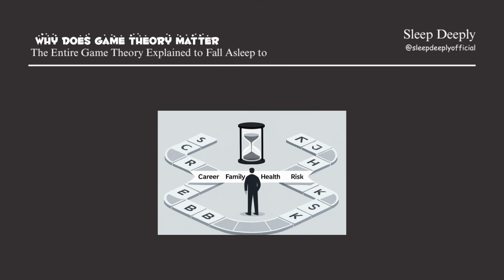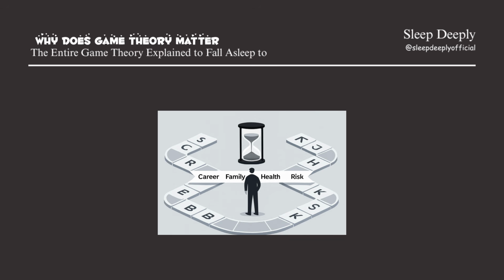Why does game theory matter? Decisions are rarely made in isolation. You make a move, someone else reacts, and suddenly you're part of a system of choices. That's exactly why game theory matters. It gives us a structured way to think about situations where outcomes depend on multiple people's decisions. Game theory is the logic behind strategy. It explains why people sometimes cooperate and other times compete, why trust can form or collapse, and why even rational decisions can sometimes produce poor results.